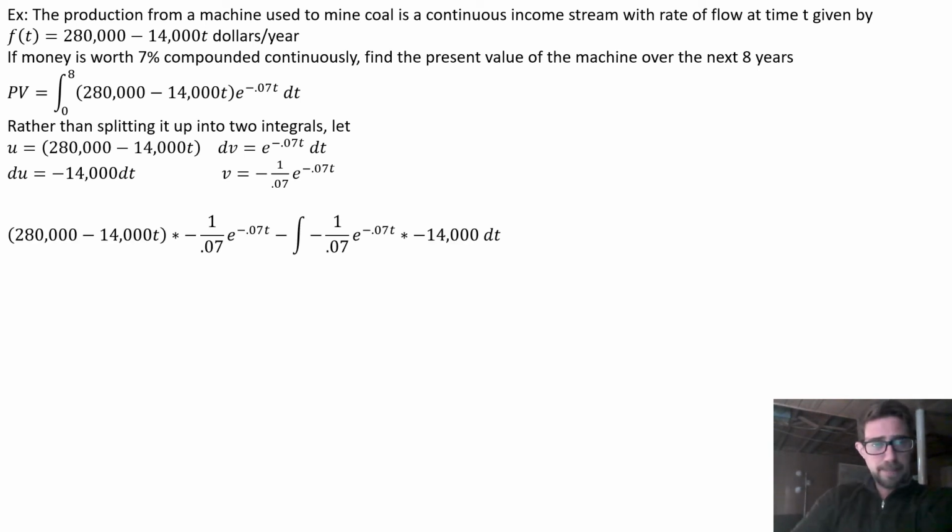It's not pretty. So uv is 280,000 minus 14,000 t times v, which is negative 1 over 0.07 times e to the negative 0.07 t, and then minus v du, which is negative 1 over 0.07 e to the negative 0.07 t times negative 14,000 dt.